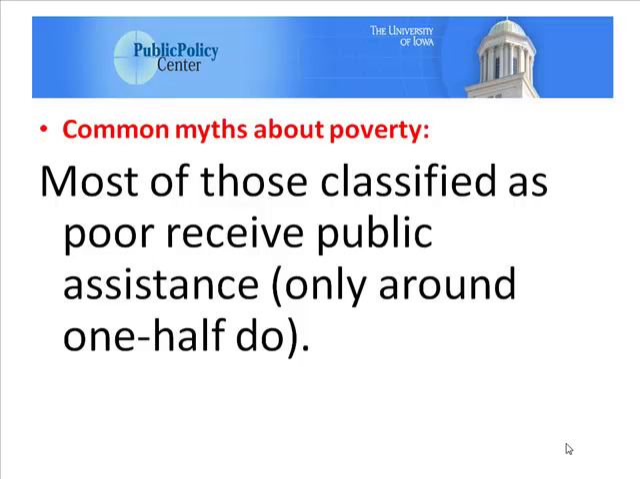Final common myth: most of those classified as poor receive public assistance of some kind. Actually, only around half of them do. About half of the people who are poor don't receive public assistance of any kind. There are actually some interesting social action experiments done in the early 1970s to sort of display this dramatically. One of these was conducted by Francis Piven and Richard Cloward, who were social work professors at Columbia University. Francis Piven ended up being president of the American Sociological Association.